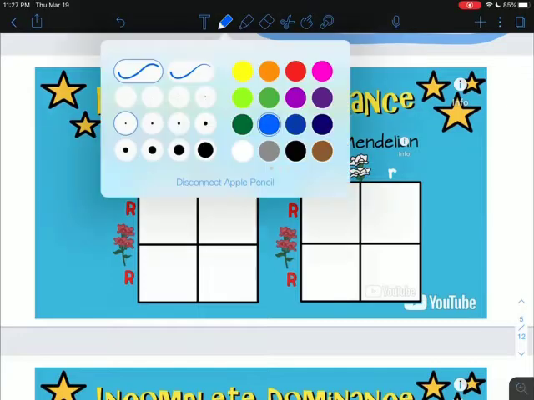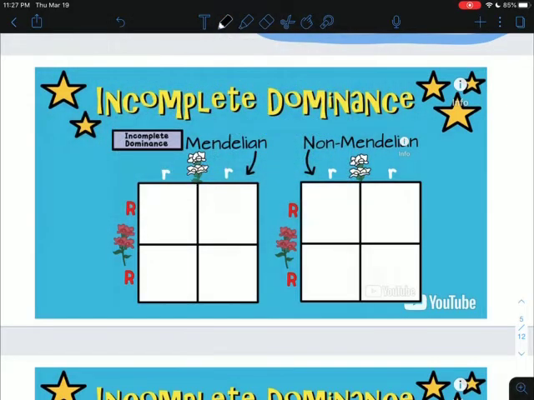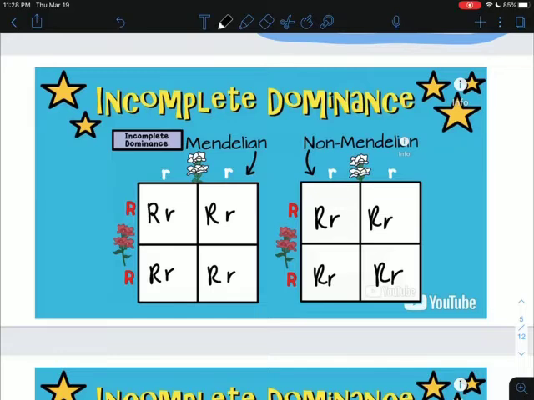If we're looking at incomplete dominance, what I want to point out to you here is that whether you're Mendelian or non-Mendelian, these Punnett squares are going to look identical, right? They are both going to have all four of their boxes filled with capital R, lowercase r, however you filled it. All right, so it really doesn't matter. They're both going to look the same. Now, depending on your type of dominance pattern or inheritance pattern, that's going to determine the physical characteristics that those flowers have.